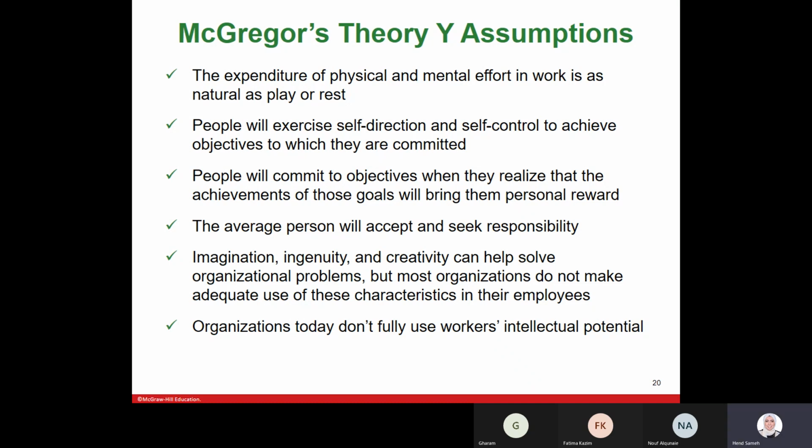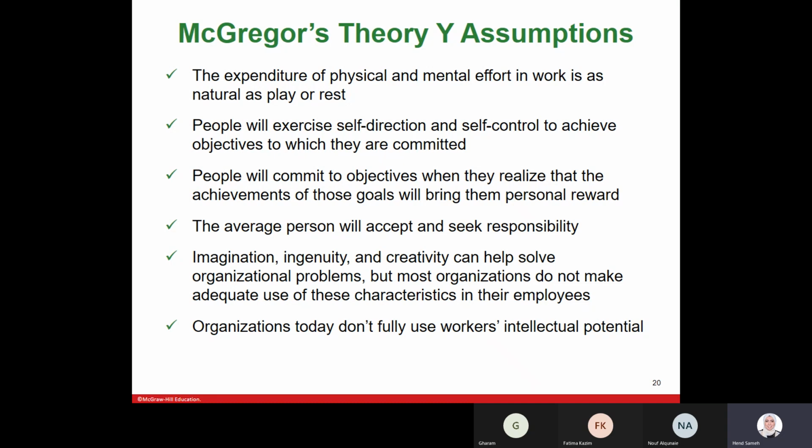In theory X, he assumed that people do not like to work, while in theory Y, yes, they like to work. They will seek achievement of goals and seek fulfillment of higher needs. This is McGregor, theory X and Y.